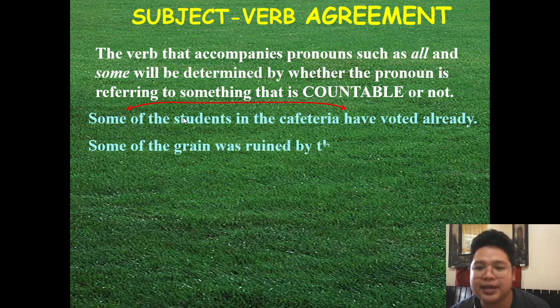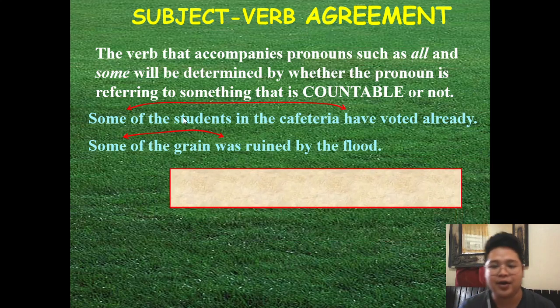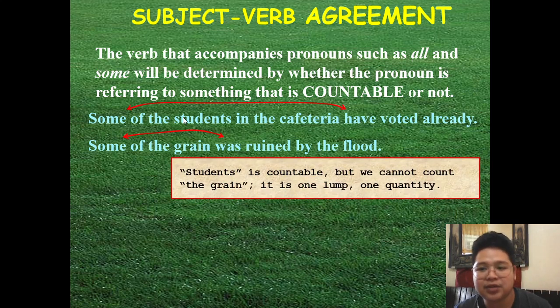Okay, next example: Some of the grain was ruined by the flood. We still use some, but can we count grain? No, we cannot count grain. So grain is a mass noun, so we use the singular form of the verb, which is "was". So some of the grain was ruined by the flood. Take note, students is countable, but we cannot count the grain. It is one lump and one quantity.